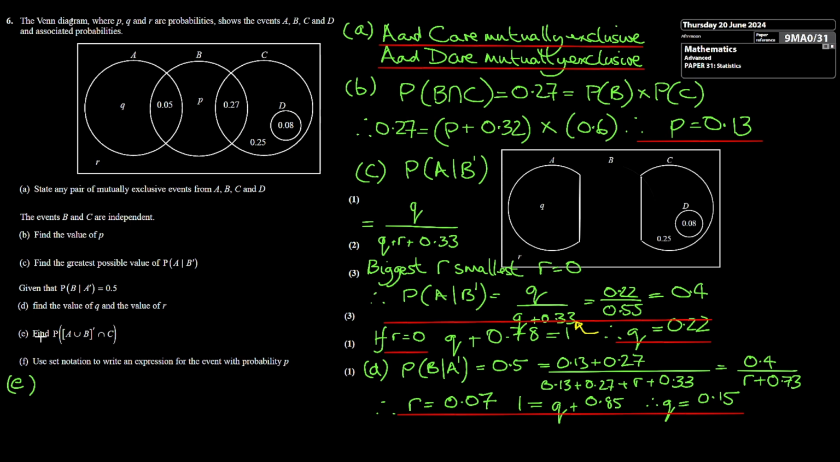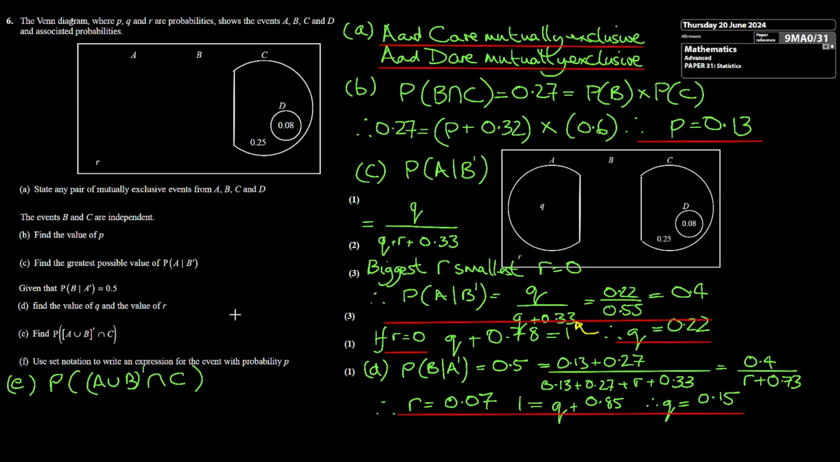In part E, we've got to find this arrangement. A union B, so that's everything in A and everything in B, turn to black. Without any linkage to C, at the moment we've got R plus 0.25 plus 0.08. But we need that area and this area, so what is now being excluded is R. So this is equal to these two added up, which is 0.33, and that will be the answer to part E.